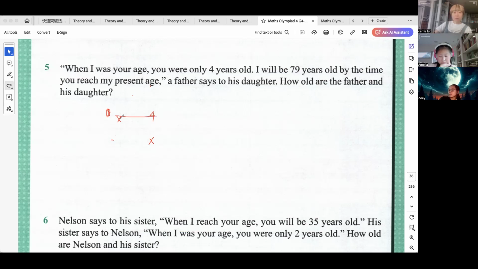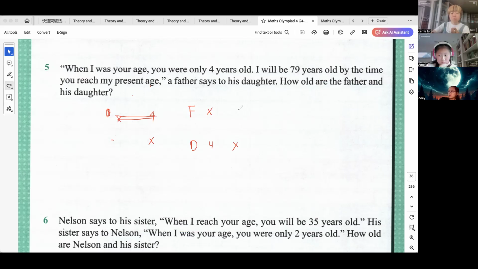A father, so let's take a look at this one. The father and the daughter, okay? The father said, when I was your age, you were only 4 years old. So daughter is 4, father was X, right? And that means daughter right now is X. So father will be what? Think about it.